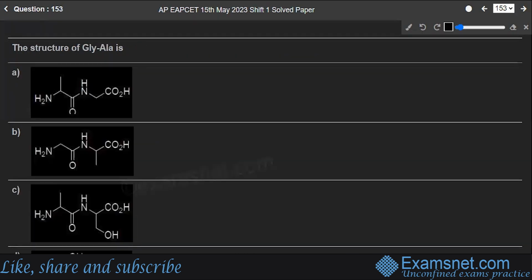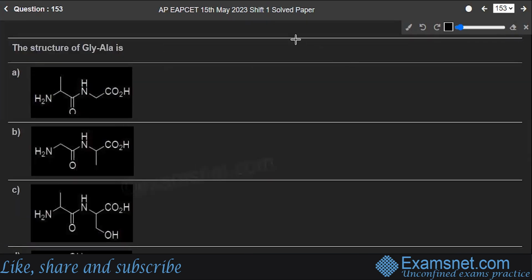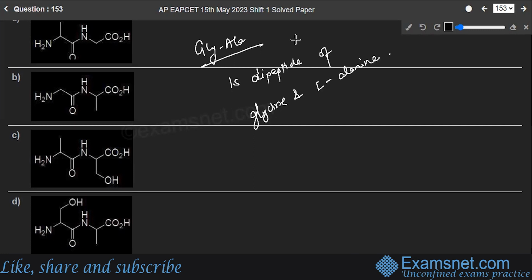Next is question number 153. The structure of glyala is which of these options? Let's see the options properly. Okay. See, glyala is a dipeptide of glycine and L-alanine. Its structure is given by this option B, H2N, here is CONHCOOH. So that makes option B the right answer.